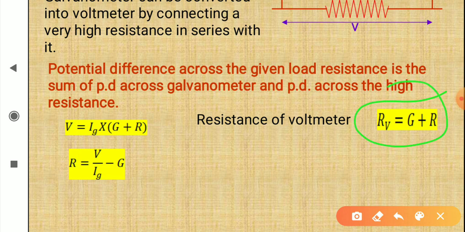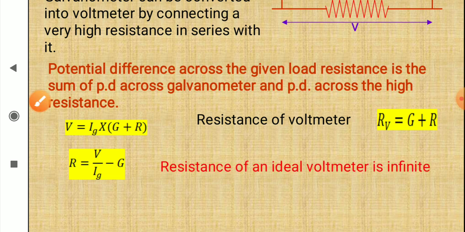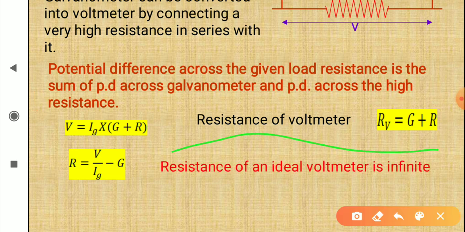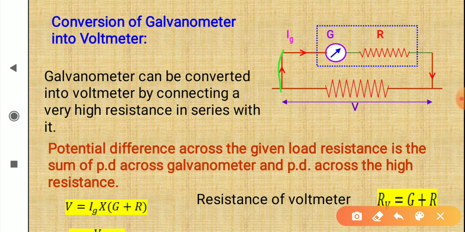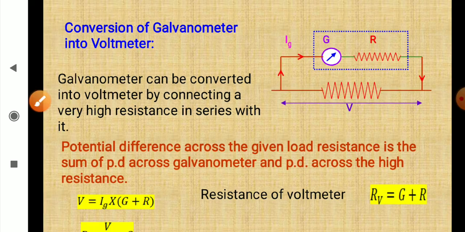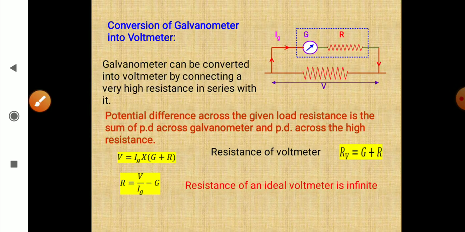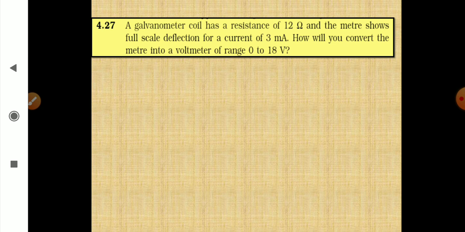See, and resistance of an ideal voltmeter should be infinite. वोल्टमीटर का रेसिस्टेंस इतना ज़्यादा होना चाहिए कि इससे मेन करंट से बिल्कुल भी करंट ना ले, नहीं तो मेजर्ड वोल्टेज एक्चुअल वोल्टेज पोटेंशियल डिफरेंस से कम होगा. And let us move on to numericals now.